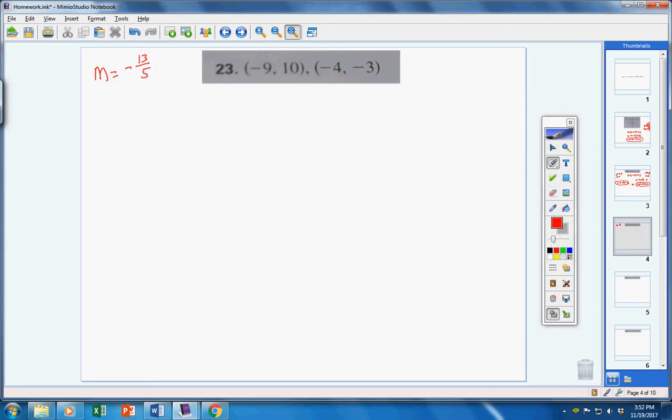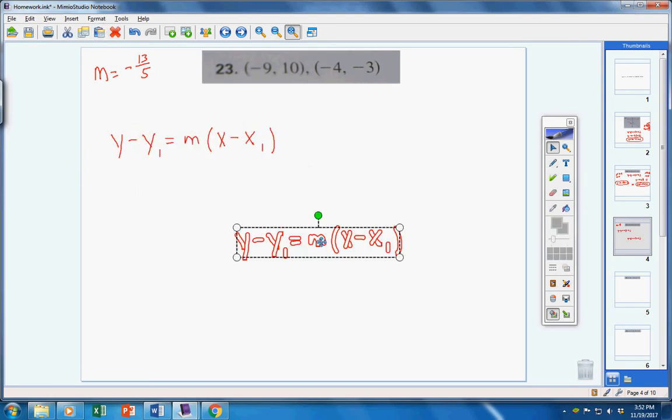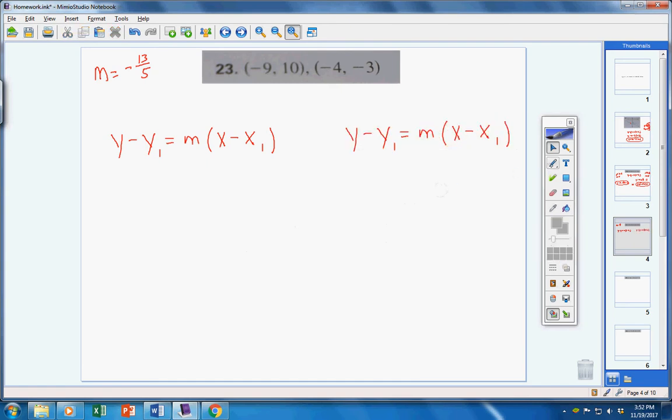Okay? Now, we're going to write the equation of the line that passes through these two points in point slope form. So, let's use this point first here.